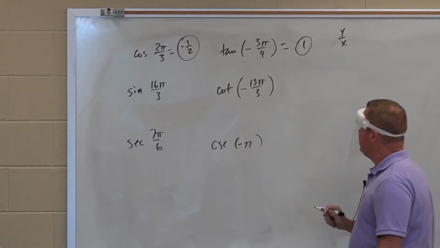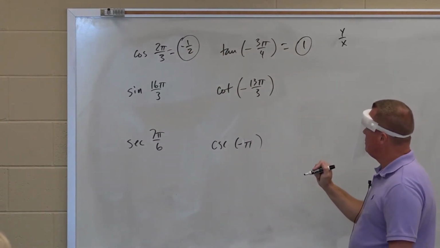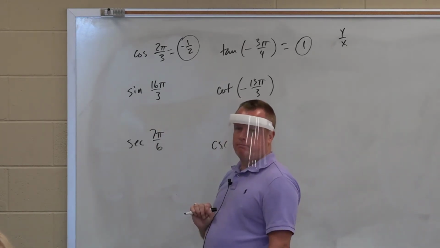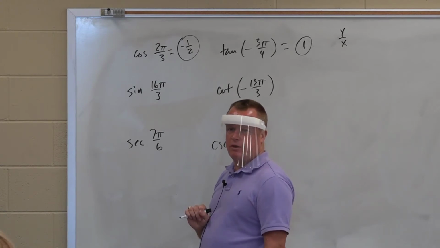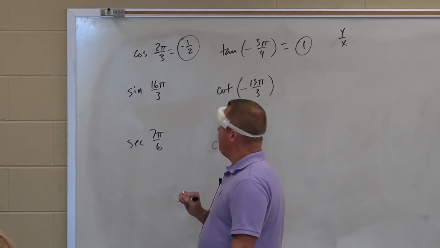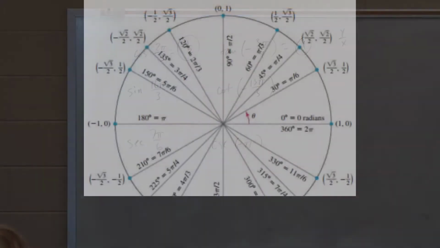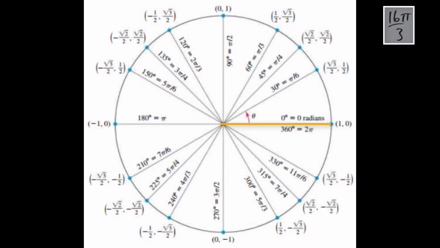Okay. Let's do a sine. All right, 16 pi over 3. Where in the world is 16 pi over 3? You could do one of two things. You could count. Think of the circle in thirds. So that would be 1/3, 2/3, 3/3, 4/3, 5/3, 6/3. Keep going. Well, how many thirds would you have all the way around twice?